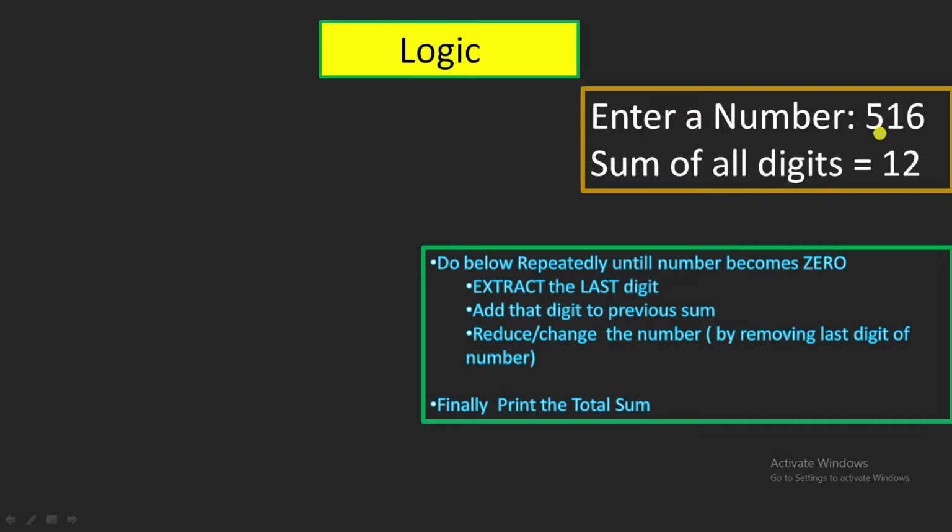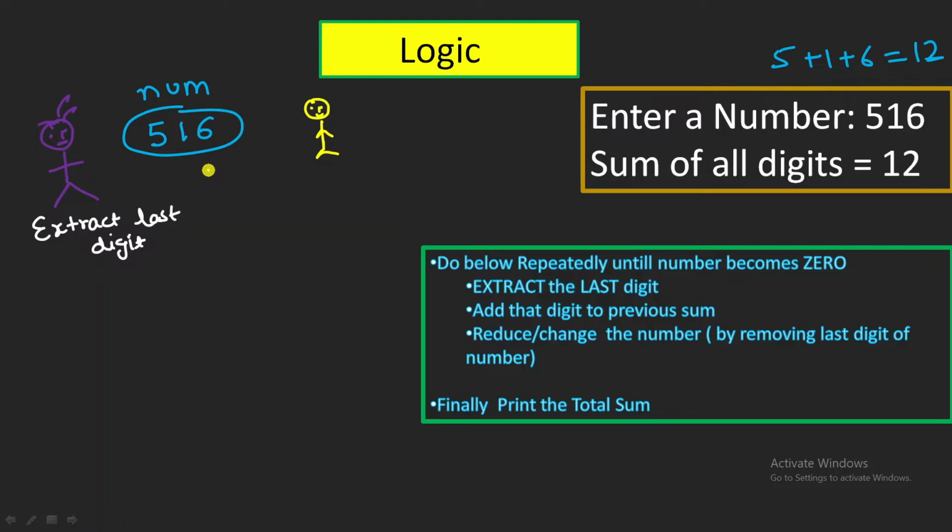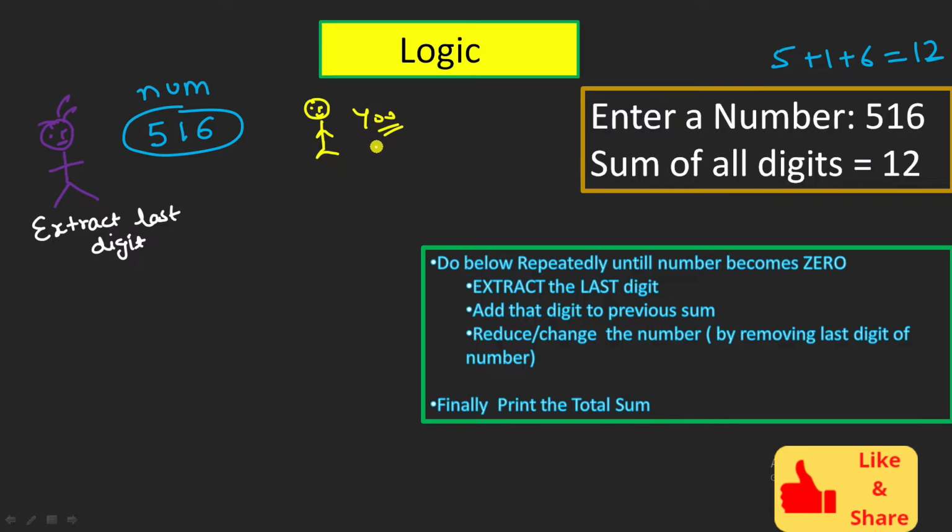If we are given a number, let's say 516, then the sum of all the digits, 5 plus 1 plus 6, will be 12. 6 plus 1 is 7, 7 plus 5 is 12, right? We can understand the logic in this way. Let's say you are given the number 516. You can think of 516 as combined together and packed inside a box. To find the sum of all the digits in this given number, you want the individual digits, right?